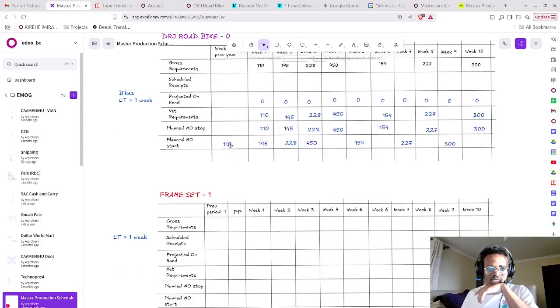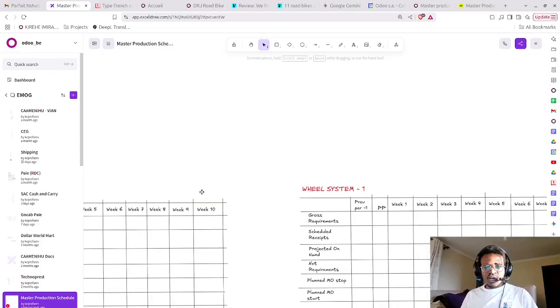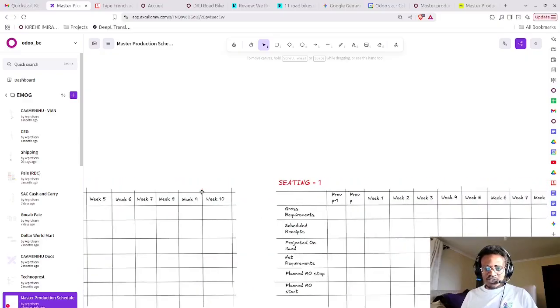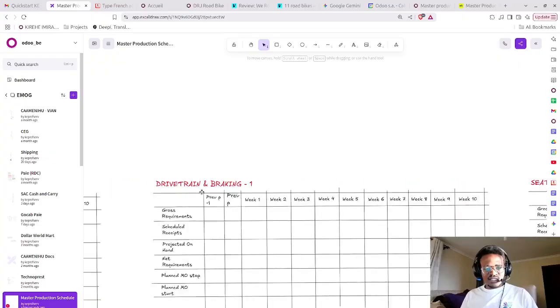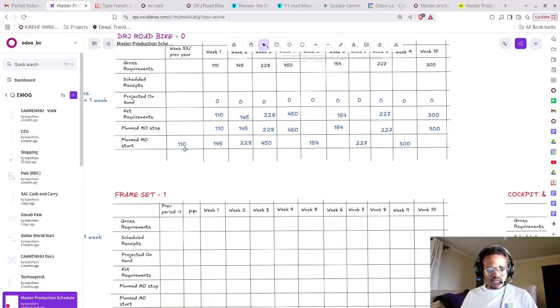But for us to start these MOs or these manufacturing orders, for me to start manufacturing or assembling this bike, I need to have every item. I need to have my frame sets, my cockpit and controls, my wheel system, my drivetrain, my seating, etc. So for me to start this manufacturing here, I basically have a requirement.